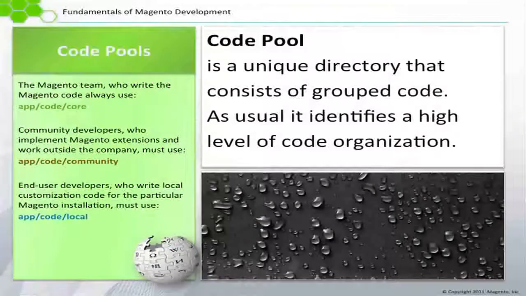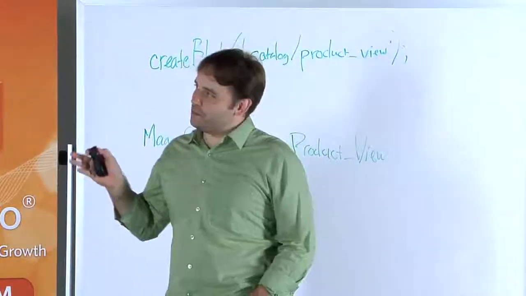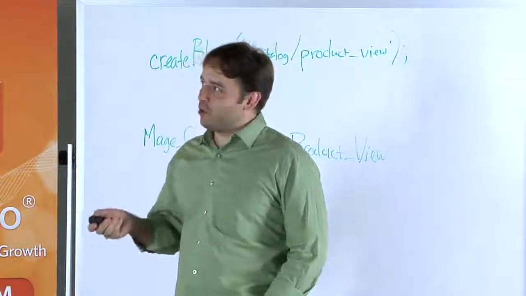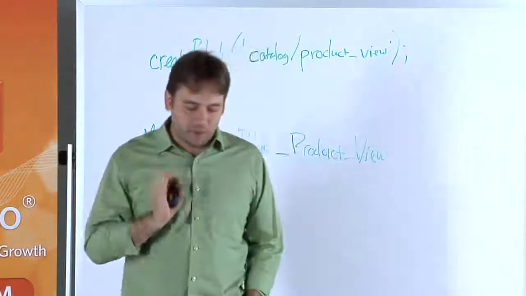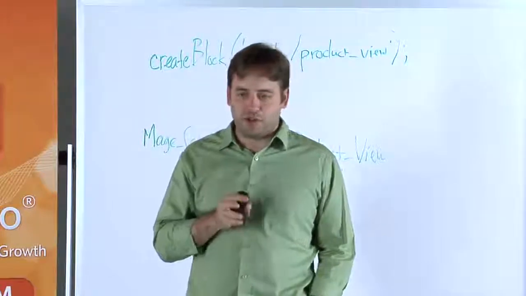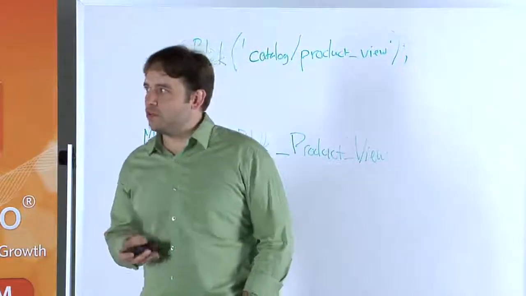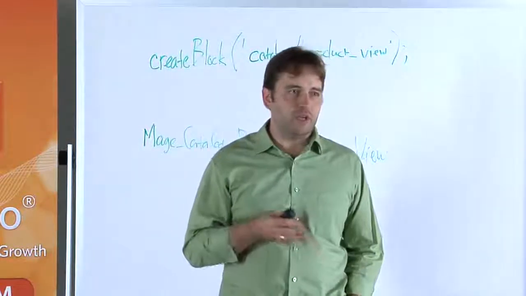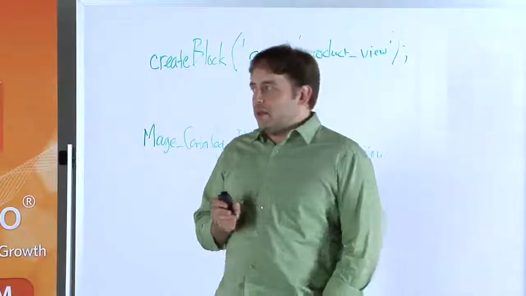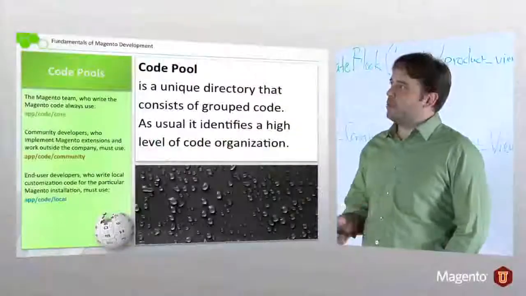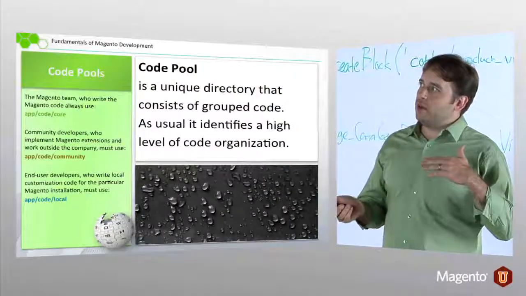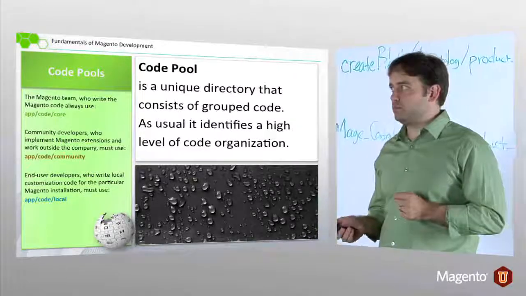All right. So, code pools. Code pool is a unique directory that consists of grouped code. The important thing in Magento, those code pools: core, community, local. Now, the important thing as far as Magento finding your module's configuration, Magento will look under wherever you set your code pool in your module declaration. More on that later, but really, for right now, just remember that code pools are under app code, and you have core, community, and local.